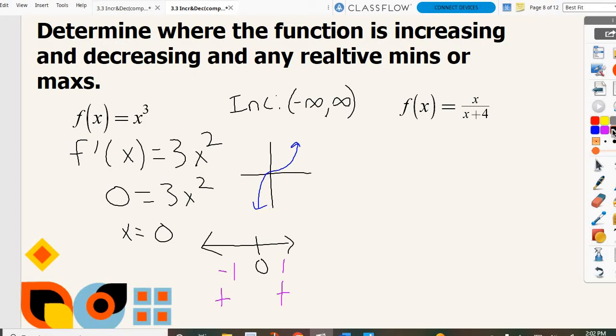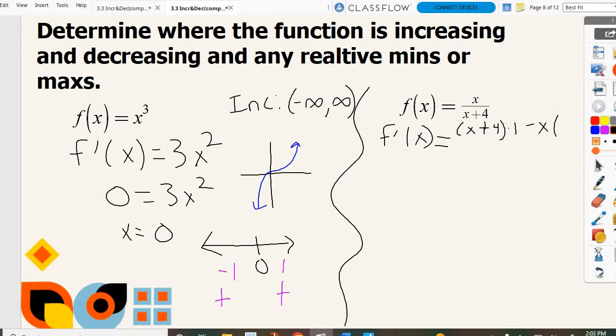On our next one, again, what do I want to do? Derivative. Okay? How do I take the derivative of this one? The quotient rule. So I would have the bottom times the derivative of the top, which is 1, minus the top times the derivative of the bottom, which is 1, over the denominator squared. So I have x plus 4 minus x. So what are we going to end up with on top?